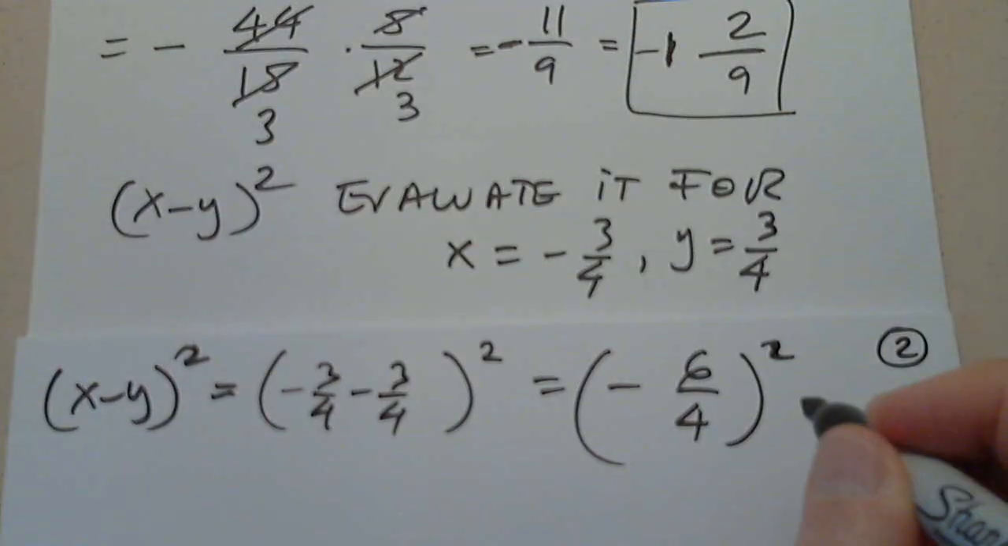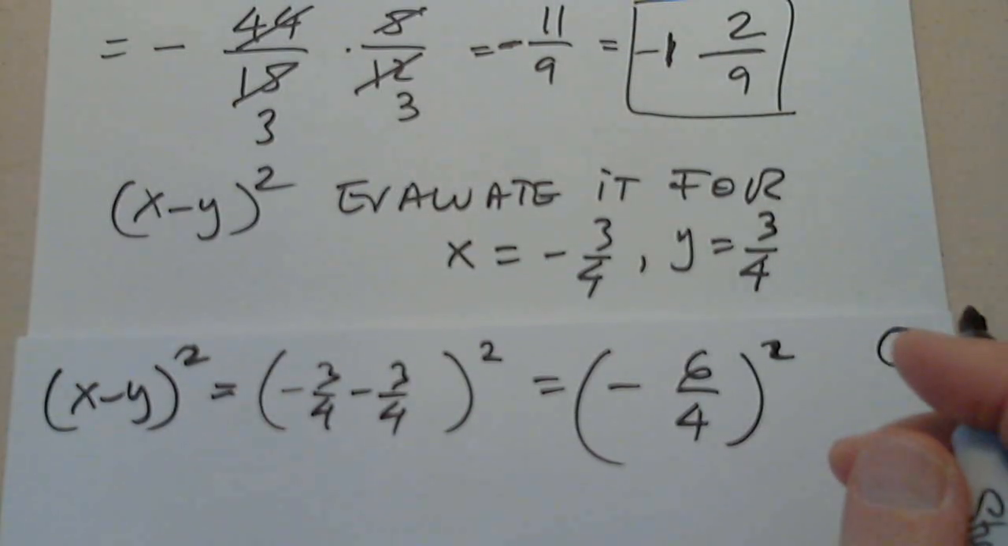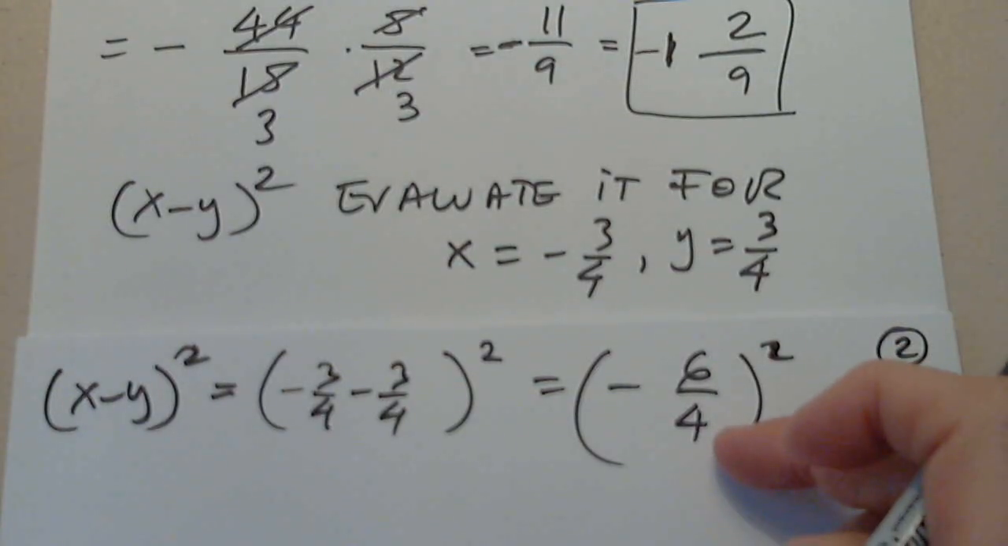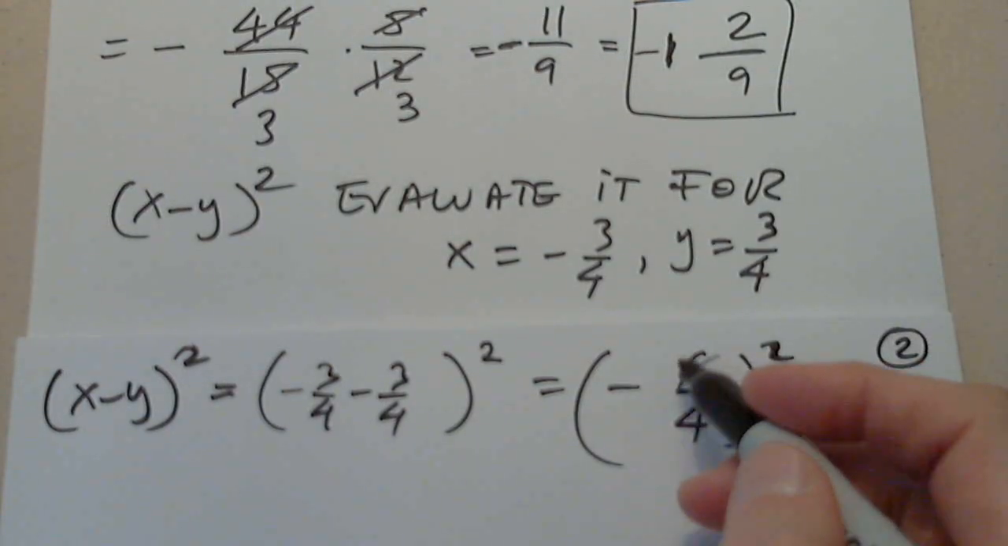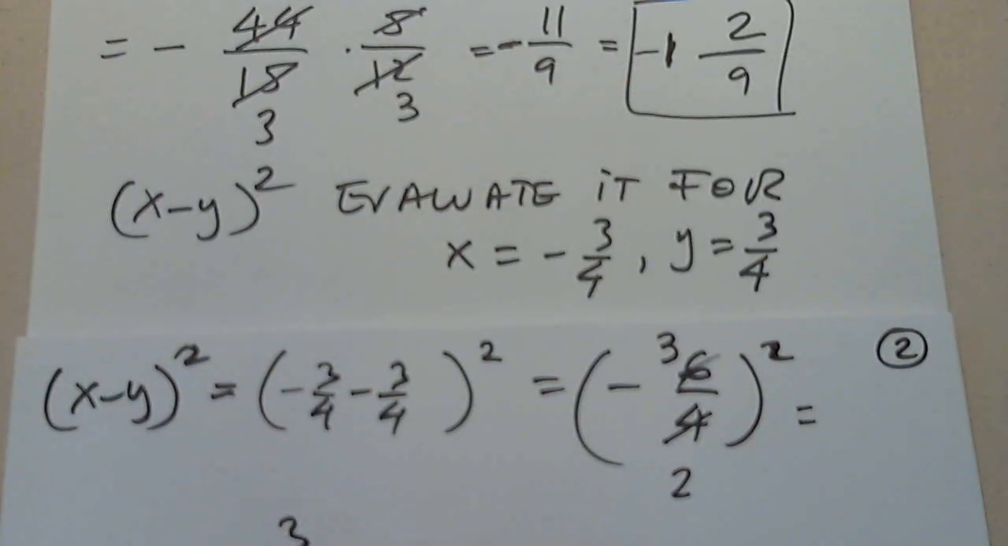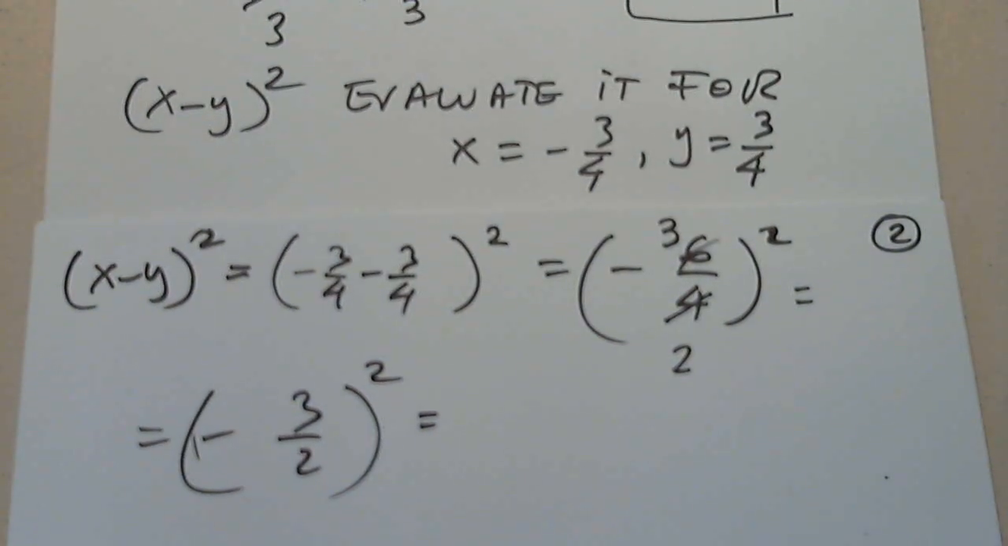Do not square before you simplify. Don't do anything before you simplify if possible. They are both even numbers. I will divide both by 2. 6 divided by 2 is 3. 4 divided by 2 is 2. So what I have to square is this. Can anyone tell us what we get when we square negative 3 halves?